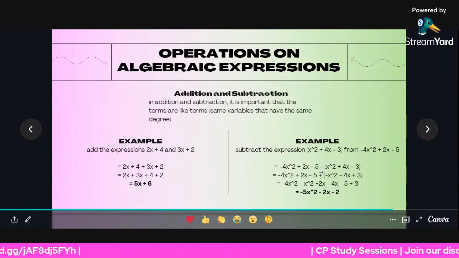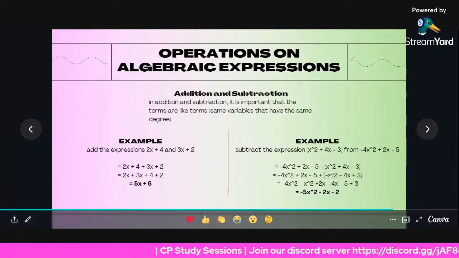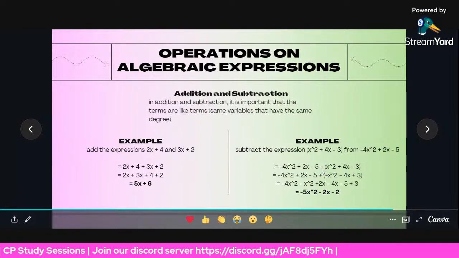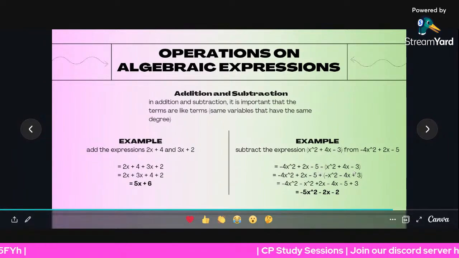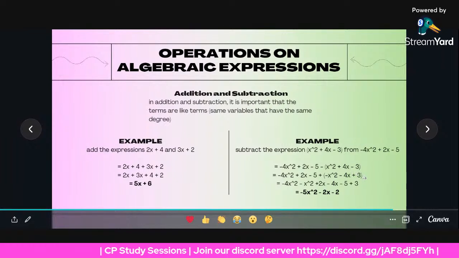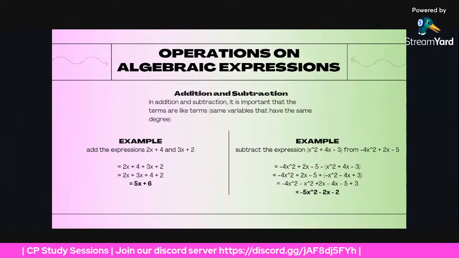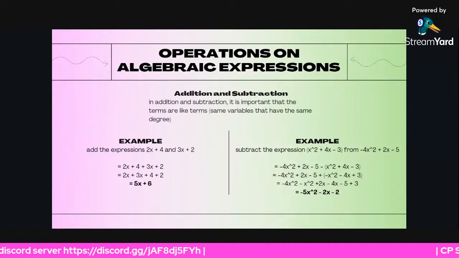So, negative symbol times x squared, naging negative x squared, negative symbol, i-distribute sa 4x, magiging negative 4x, then negative symbol times negative 3 is equal to positive 3. So, bakit naging positive 3 yun? Parehas na negative symbol yung pinag-multiply.